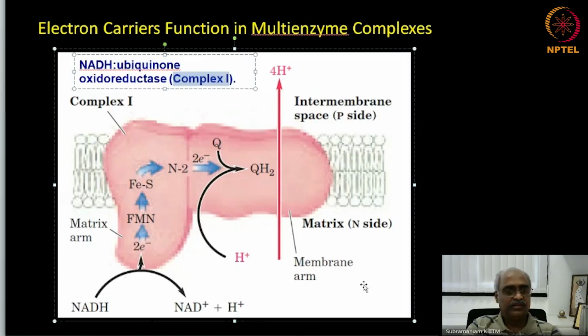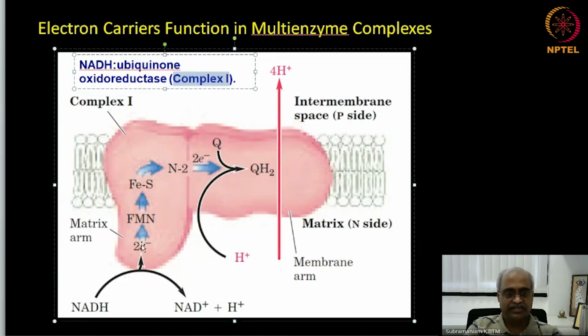So here the orientation is important. This is an L-shaped structure. This is not a single polypeptide. You need to remember, this is a cartoon shown for simplicity so that we readily understand, but it is a multiple polypeptide containing protein complex.